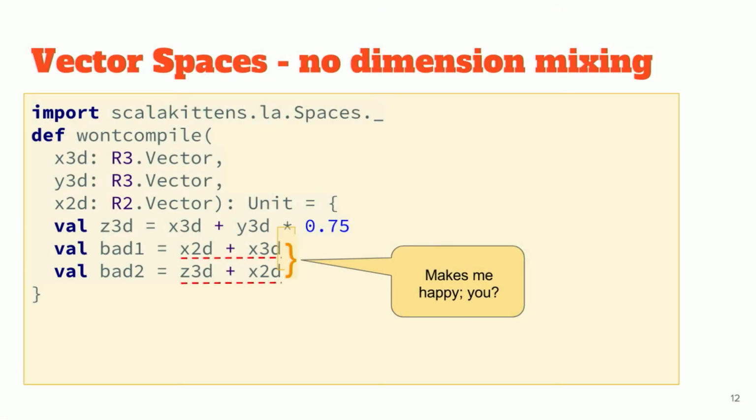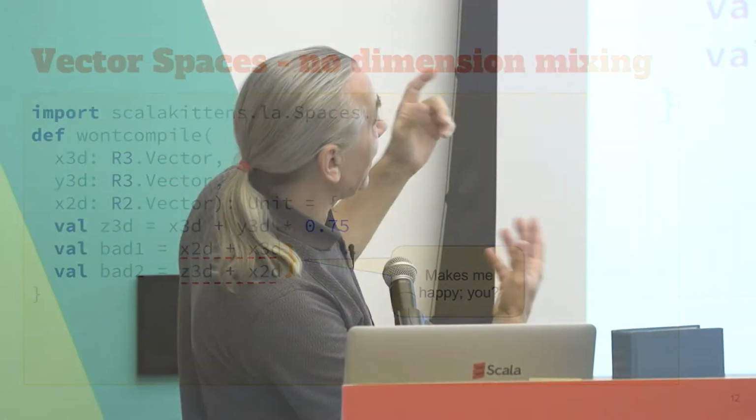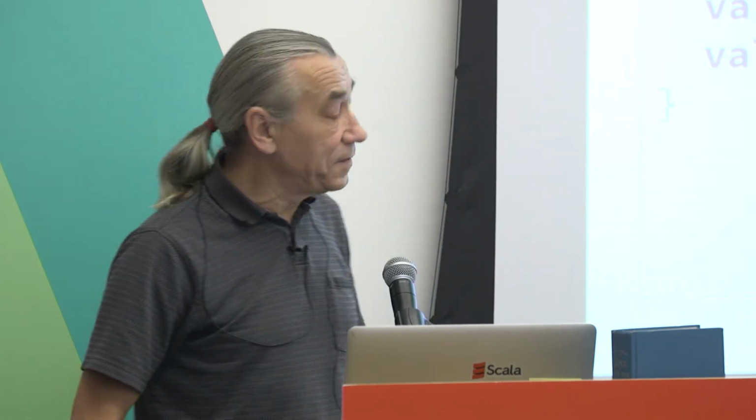And now dimensions cannot be mixed. This is an example that won't compile. We have a vector from three-dimensional space R3, and another vector from R3, and a vector from R2. We can safely multiply vectors by a scalar. We can add vectors from the same space, like the 3D ones, but we cannot add a two-dimensional vector to a three-dimensional one, or vice versa. So I feel happy. And really, when I switched to this, I found a bunch of bugs in my code where I did mix vectors from different spaces, like 10 dimensions, 100 dimensions. People make mistakes. But now my compiler won't allow it.